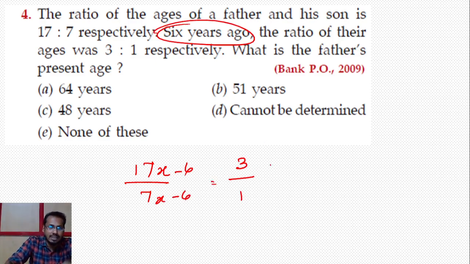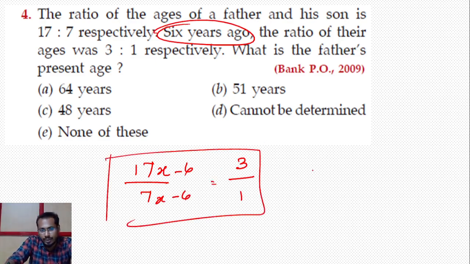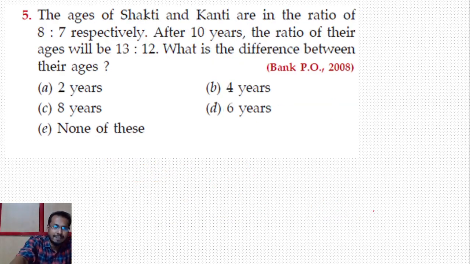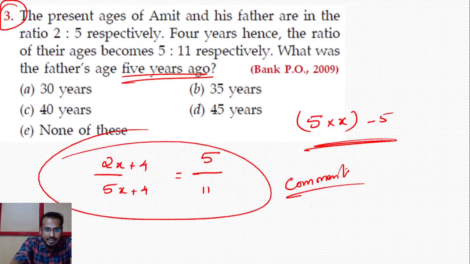So what is the father's age? Just find the x value, and once you find the x value, the father is 17 parts. 17 into x is the answer. Correct? Right. Next, fifth question. I want that answer also in my comment box. I will just give the answers.